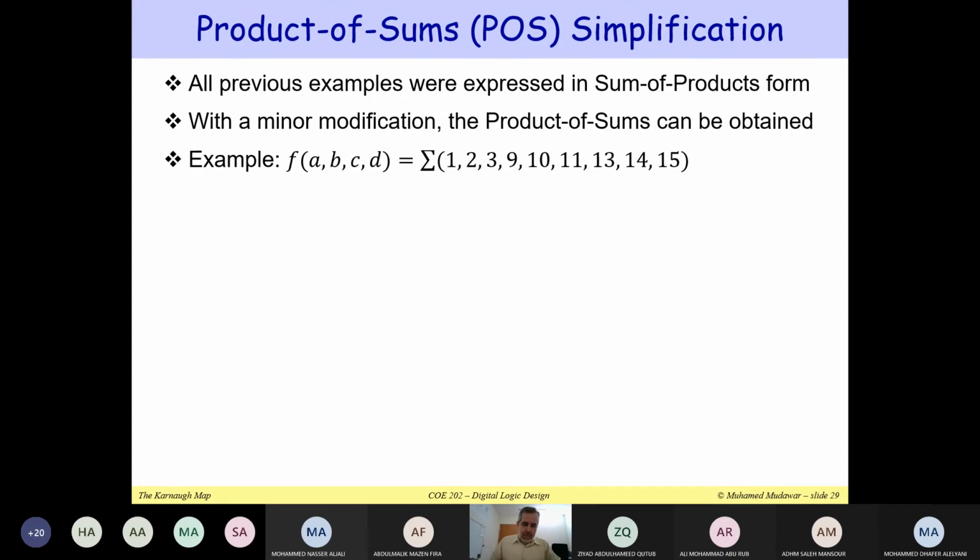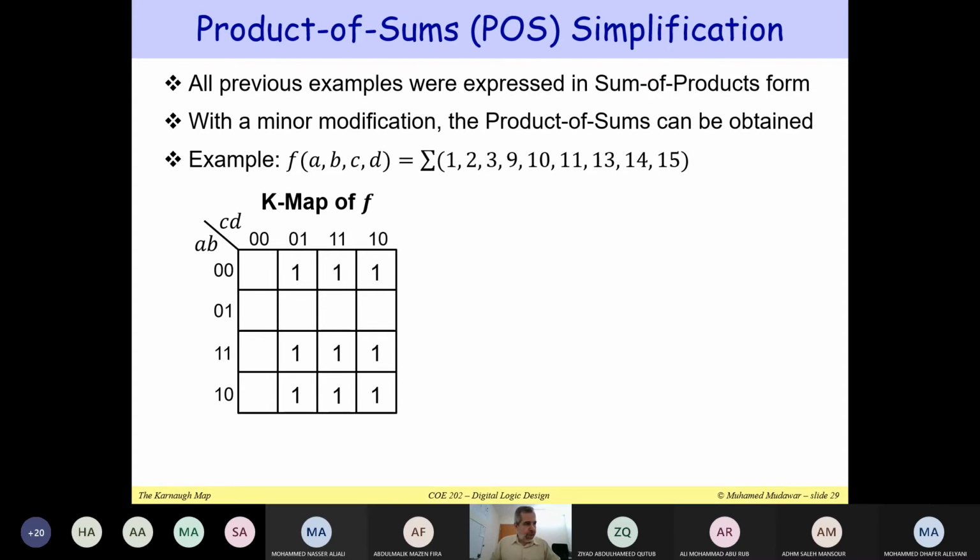So here I have an example of a function. I'm going to draw the Carnot map. It's a different function. It's not the same as the one that we have seen before. So these are the minterms. Notice that the ones which are blank are the zeros. I'm not really writing zeros just for simplicity. I'm just leaving them blank, but we know that these are zeros. If I would like to look here at my essential prime implicants, this is essential, this is essential, this is essential, this is essential.